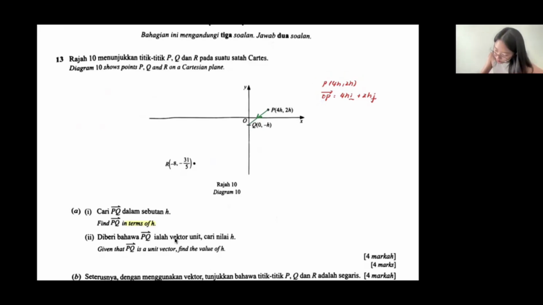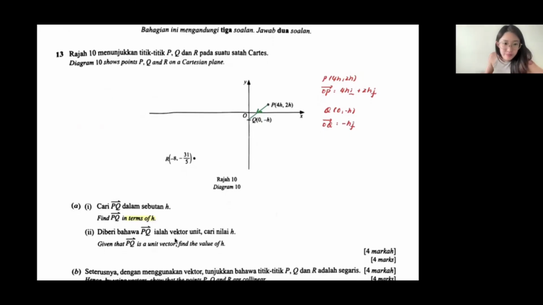So Q over here, you have 0, negative h. Same thing, OQ, here 0 in front, so you have negative hj. Then for R also, negative 8, negative 31 over 5. So O to R is negative 8i minus 31 over 5 j. These are your vectors.